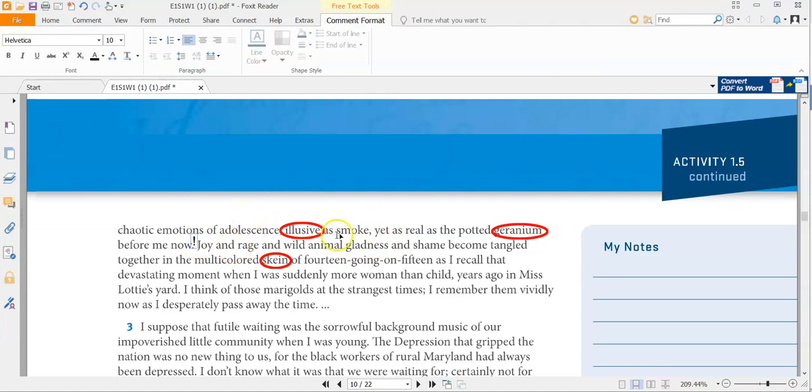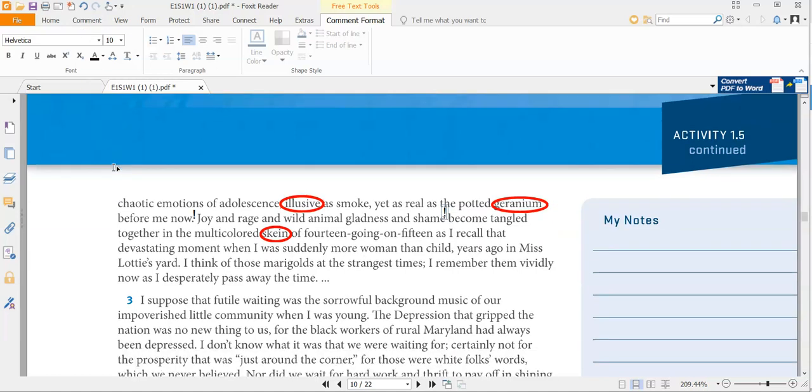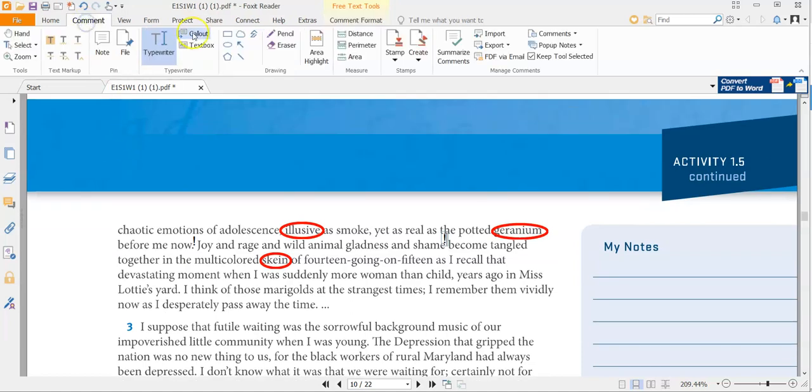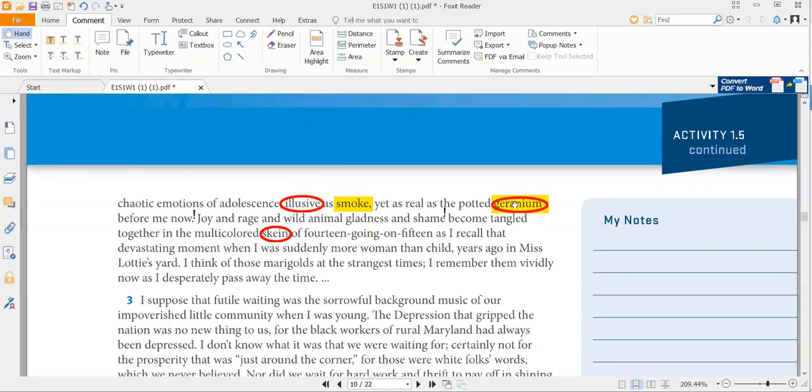She also says joy and rage and wild animal gladness and shame. That's pretty descriptive. Even though it doesn't necessarily appeal to our senses, we can very much imagine it. I'm also going to point out that we have a piece of juxtaposition here with smoke, something that's elusive as smoke, yet as real as the geraniums. Now, I don't know if you know this, but a geranium is a plant. It's a flower. So comparing smoke to a plant is a bit of a juxtaposition because they're so different, okay?